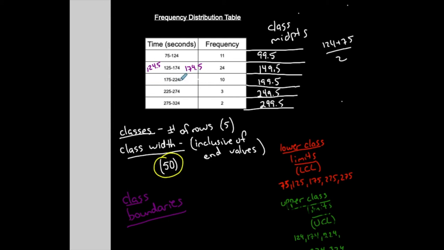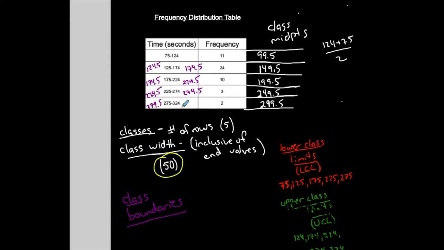What are the class boundaries for this class? The lower class boundary for this class is 174.5. What's the upper class boundary for this class, between 224 and 225? 224.5. So the class boundaries for the third class are 174.5 and 224.5. Then 224.5 and 274.5. Now, here's the thing.